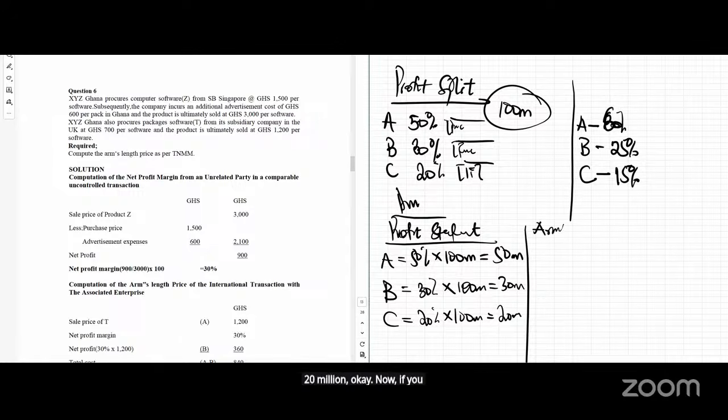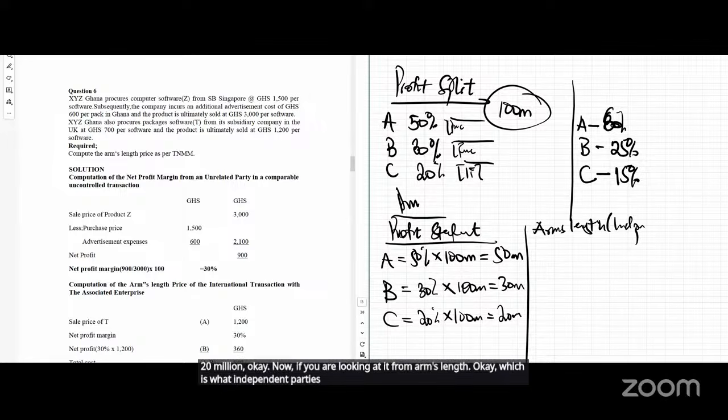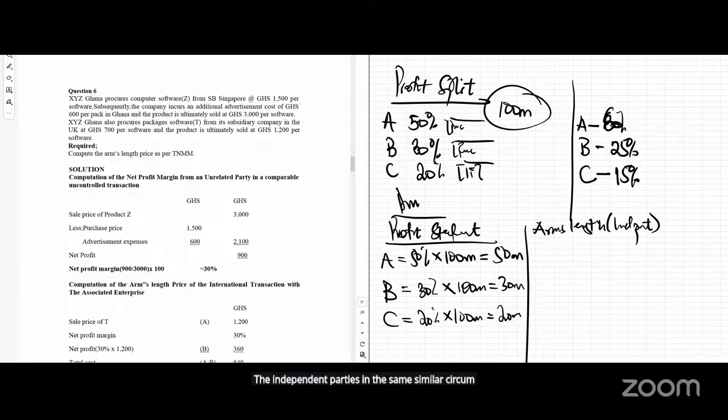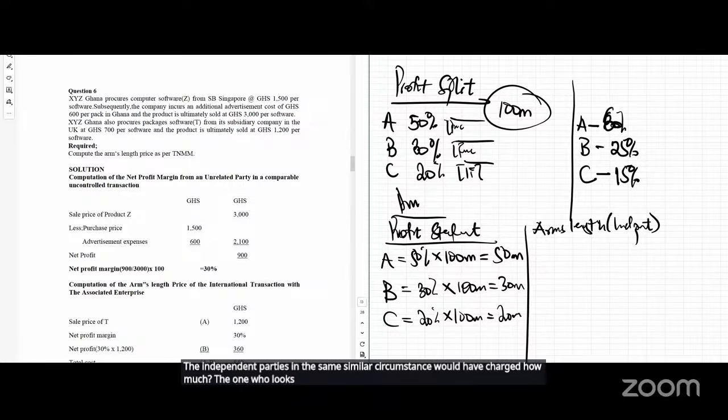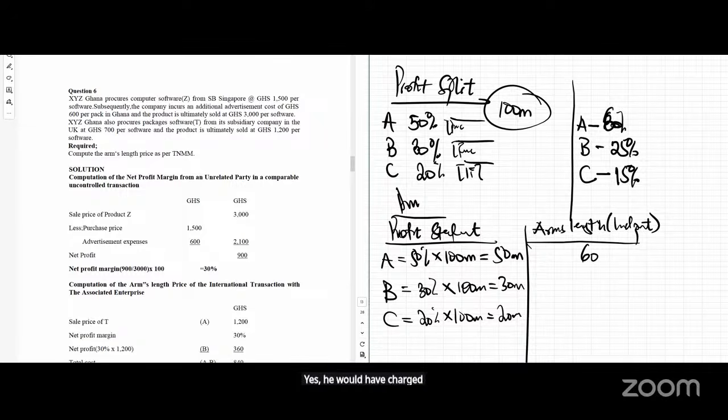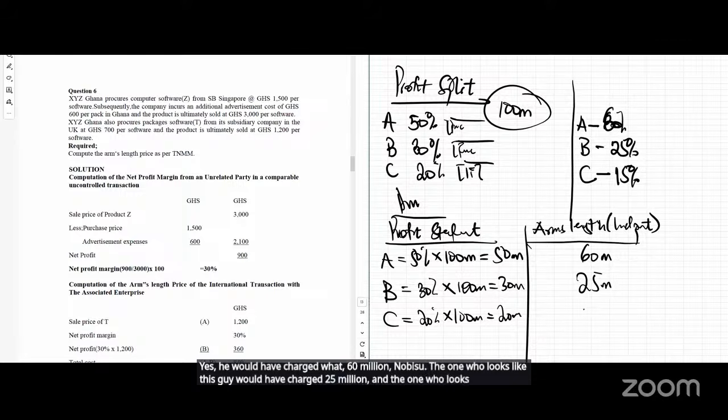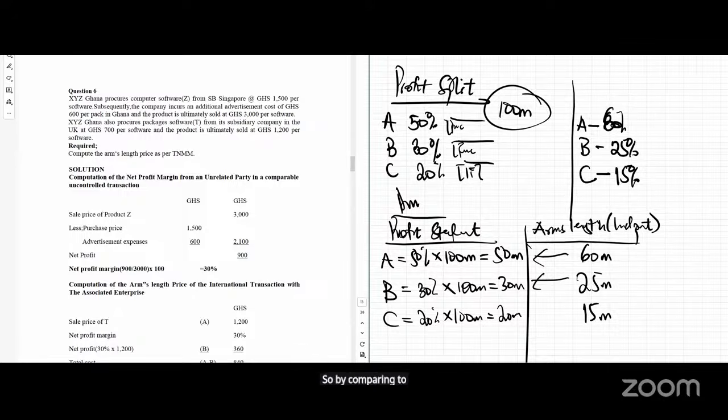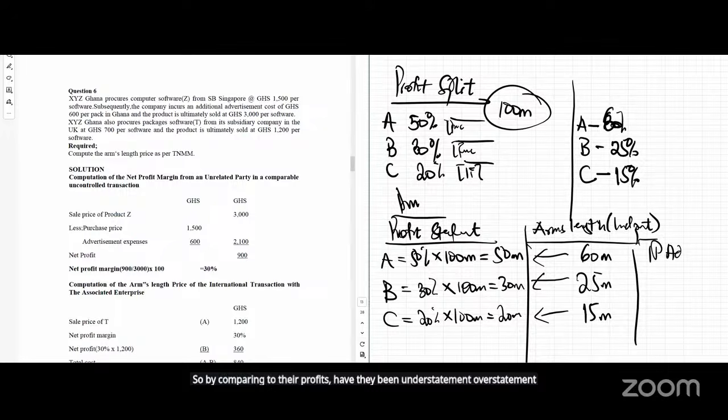Now, if you are looking at it from arm's length, which is what independent parties would do, the independent parties in the same similar circumstance would have charged how much? The one who looks like A would have charged 60 million. The one who looks like this guy would have charged 25 million, and the one who looks like this guy would have charged 15 million. So, by comparing to their profit, have they been understated or overstated? Some under and over.